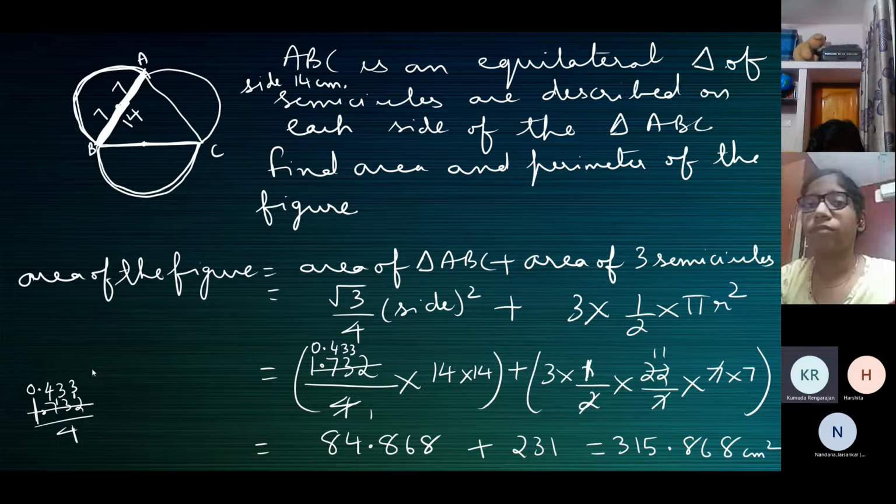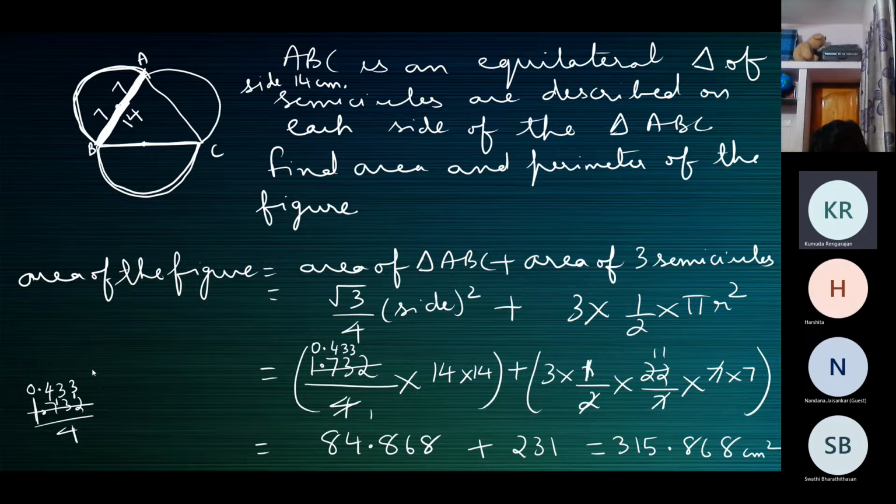You can ask me. What is that you have in your mind? No, now I understand, ma'am. Okay. See, the figure is made up of one equilateral triangle and 3 semicircles. How do we know that they are semicircles? Because it's given. Semicircles are described on each side of the triangle ABC. We did not assume that. And the question is, find the area and the perimeter of the figure. Figure is the equilateral triangle and the 3 semicircles put together.